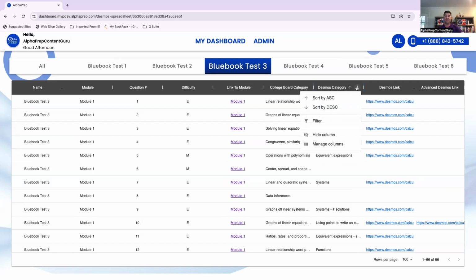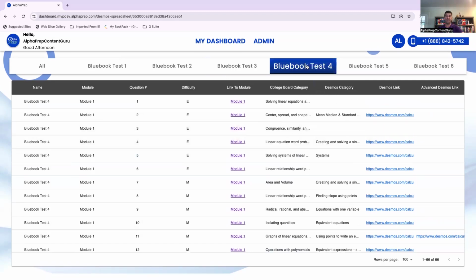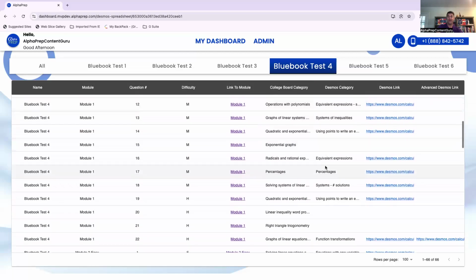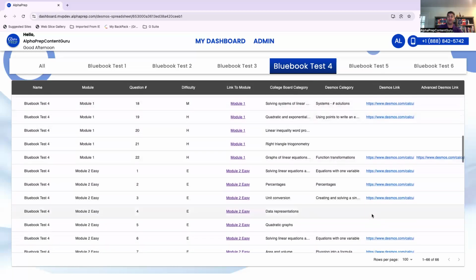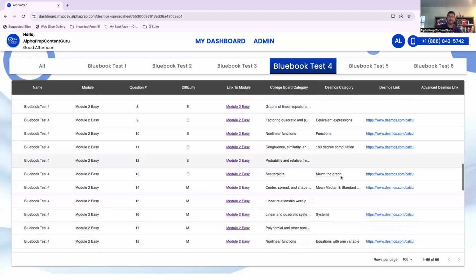The idea is that if you're looking at a test, doesn't matter which test, here's test 4, here's module 1, question 1, difficulty level, link to the module, then you have the College Board category, you have a Desmos category. If we don't put a Desmos category there, it means that we don't recommend that you use Desmos to solve it, but as you'll see, the vast majority of all questions have Desmos categories and they have links as well. But you can see some now in the easier module, you'll notice that there are definitely questions that we don't recommend you use the Desmos category for.